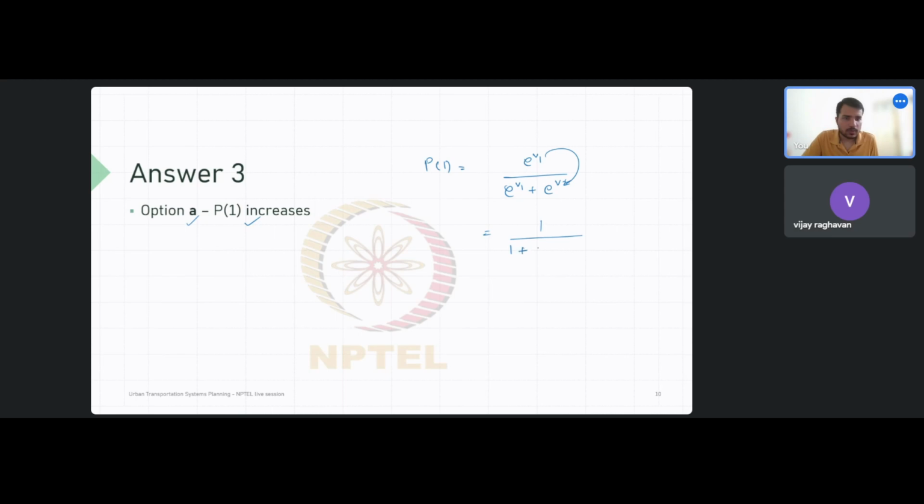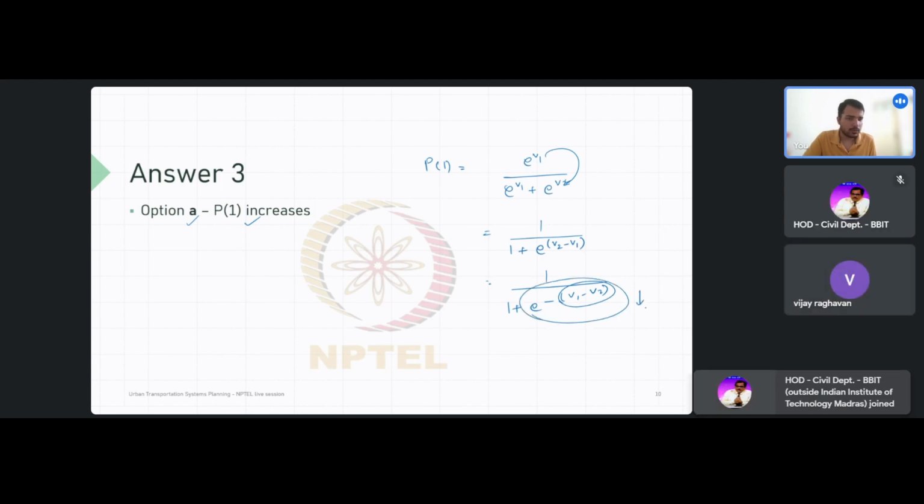So 1 plus e to the power v2 minus v1. So we made it 1 plus e to the power minus v1 minus v2. So this term was increasing, so this whole term will reduce. So the denominator will also reduce, and finally the overall value will increase.